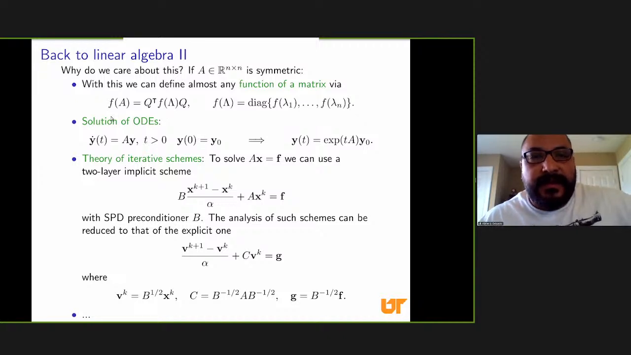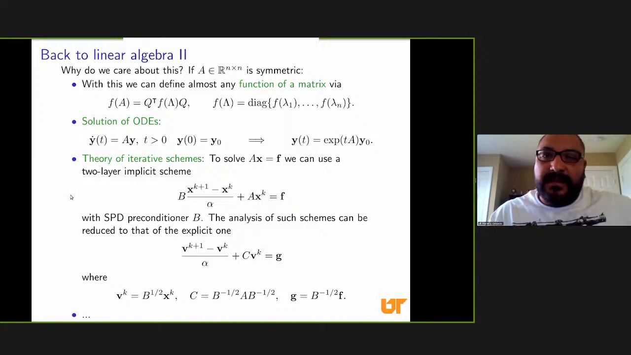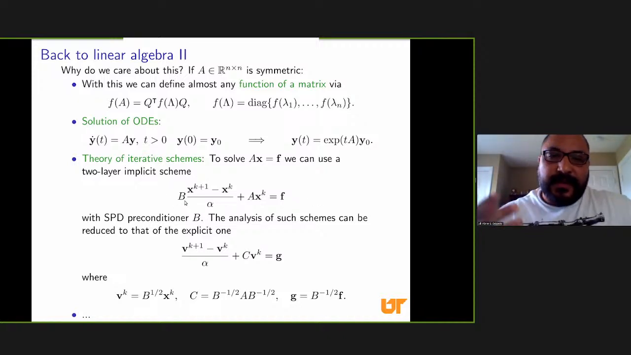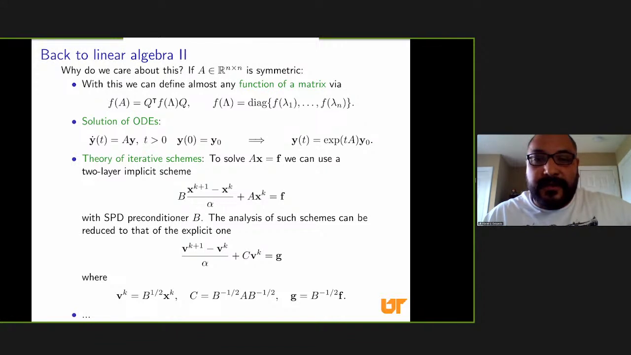We can represent the solution of an ODE in terms of the exponential of a matrix. We can analyze the theory of implicit iterative schemes. So some classical two-layer implicit iterative scheme to solve a linear system of equations can be written in this form, where this B is usually known as the iterator or preconditioner.